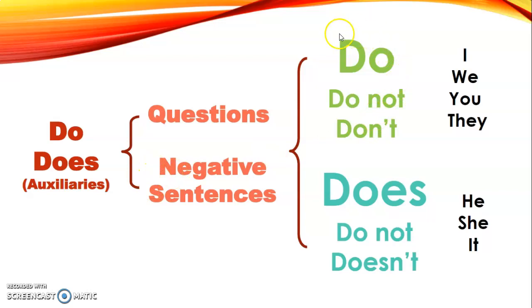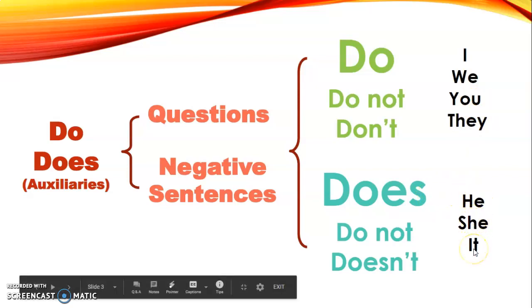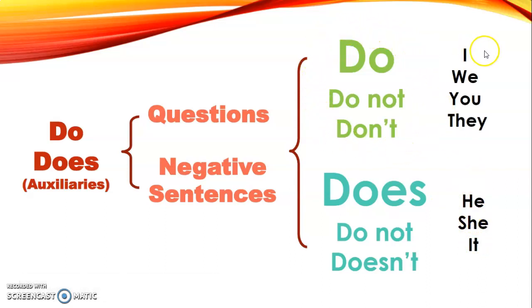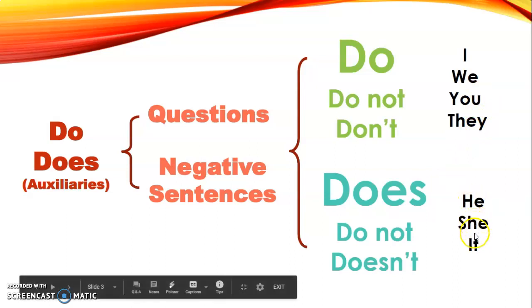¿Listo? The auxiliary do is used with the pronouns I, we, you, and they. The auxiliary does is used with the pronouns he, she, it. ¿Ok? El auxiliar do lo utilizamos con los pronombres I, we, you, and they. El auxiliar does lo utilizamos con los pronombres he, she, and it.